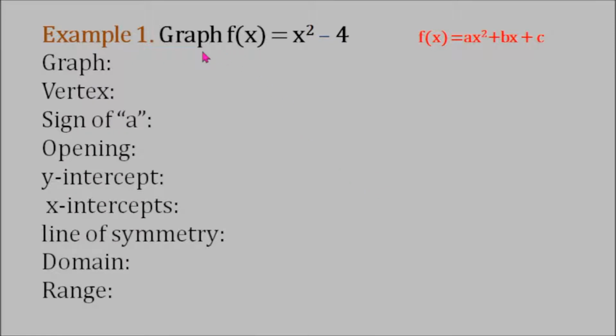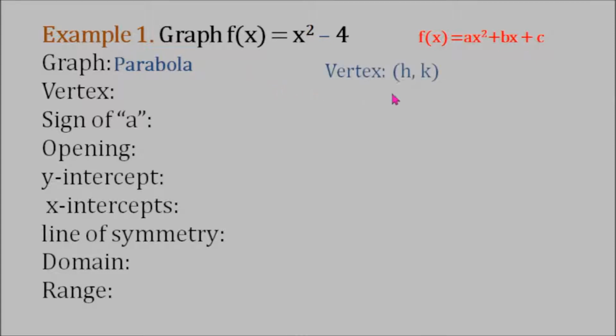Now we are going to graph a quadratic function. Example number 1. Graph f of x equals x squared minus 4. This equation is in the form f of x equals ax squared plus bx plus c. The graph of a quadratic function is called a parabola. It is a U-shaped graph. First, we are going to find the vertex, or the turning point, of the graph.